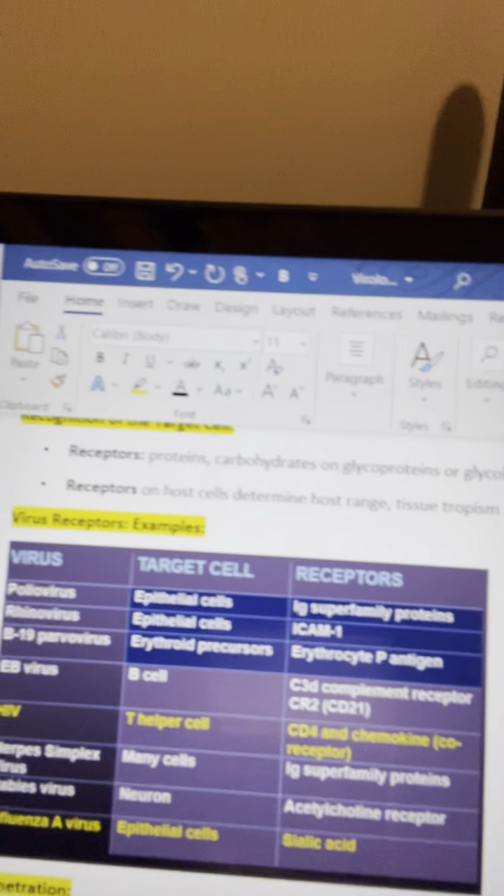Next, we have recognition of the target cell. Receptors such as proteins, carbohydrates, glycoproteins, or glycolipids are on the cell surface. Receptors on host cells determine the host range and tissue tropism. Virus receptors are listed here, which again, I'm not going to go over with you.